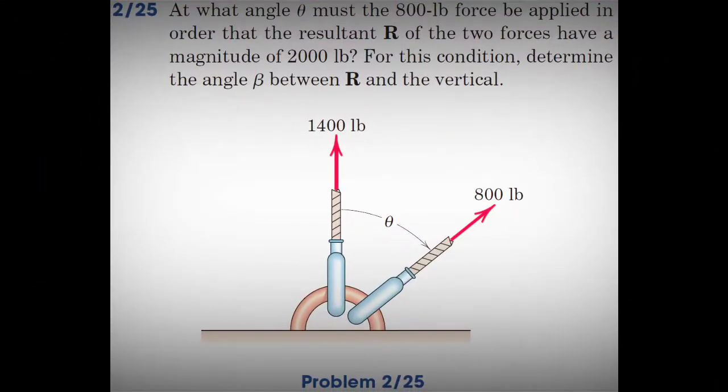Hi, in this video we will solve a problem of system of forces. The problem says, at what angle theta must the 800 pounds force be applied in order that the resultant, capital letter R, of the two forces have a magnitude of 2000 pounds. For this condition, determine the angle beta between capital letter R and the vertical.